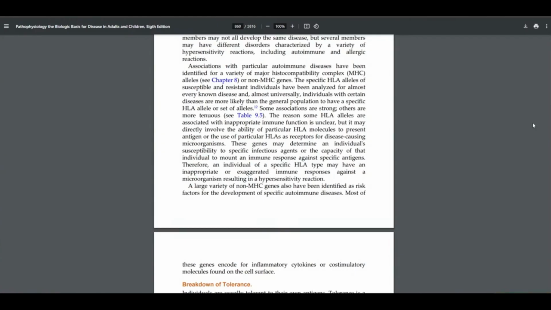The specific HLA alleles of susceptible and resistant individuals have been analyzed for almost every known disease, and almost universally, individuals with certain diseases are more likely than the general population to have a specific HLA allele or set of alleles. Some associations are strong, others are more tenuous. The reasons some HLA alleles are associated with inappropriate immune function is unclear, but it may be directly involved in the ability of a particular HLA molecule to present antigen or the use of particular HLAs as receptors for disease-causing microorganisms.